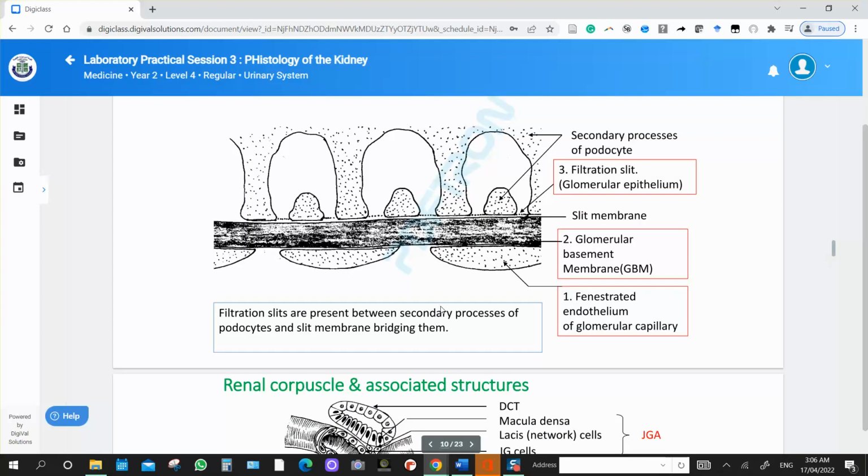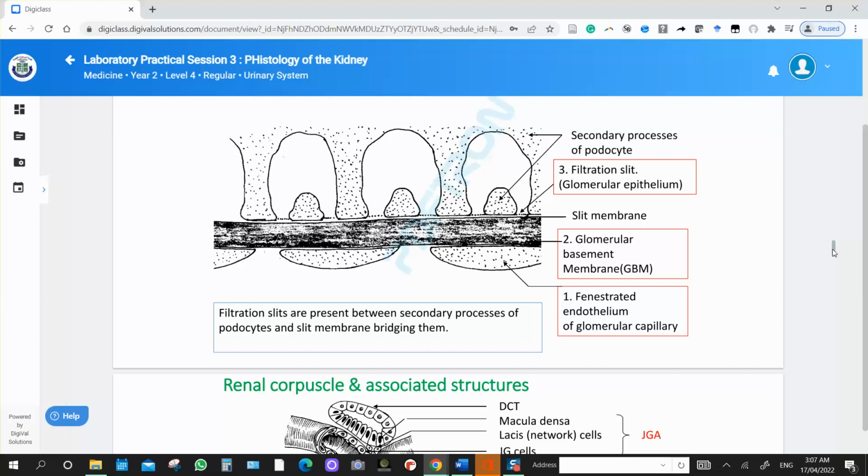Filtration slits are present between the secondary processes of the podocyte, with the slit membrane bridging them. This filtration slit is present here between the glomerular basement membrane and the secondary process of the podocyte.